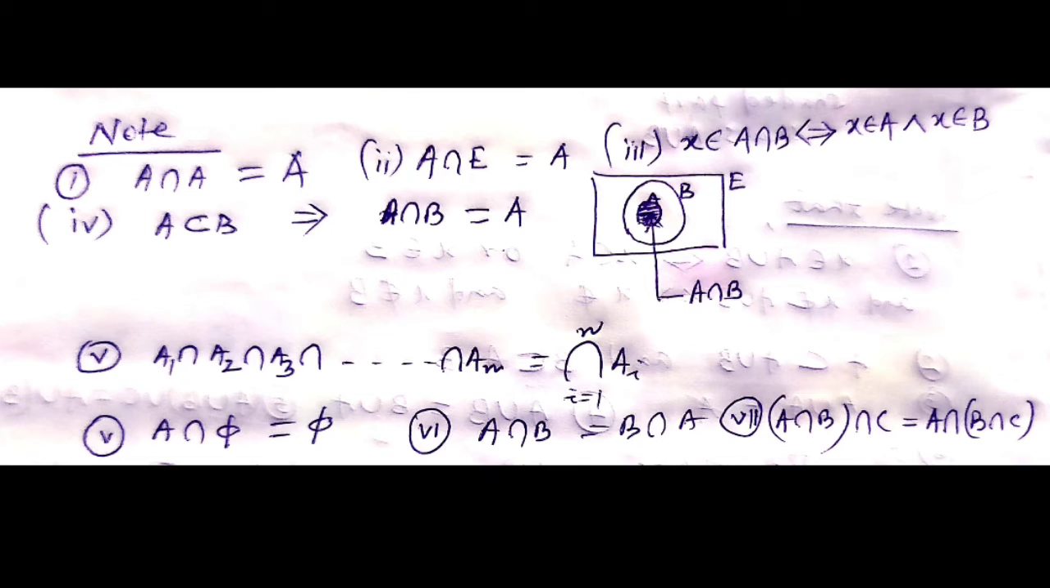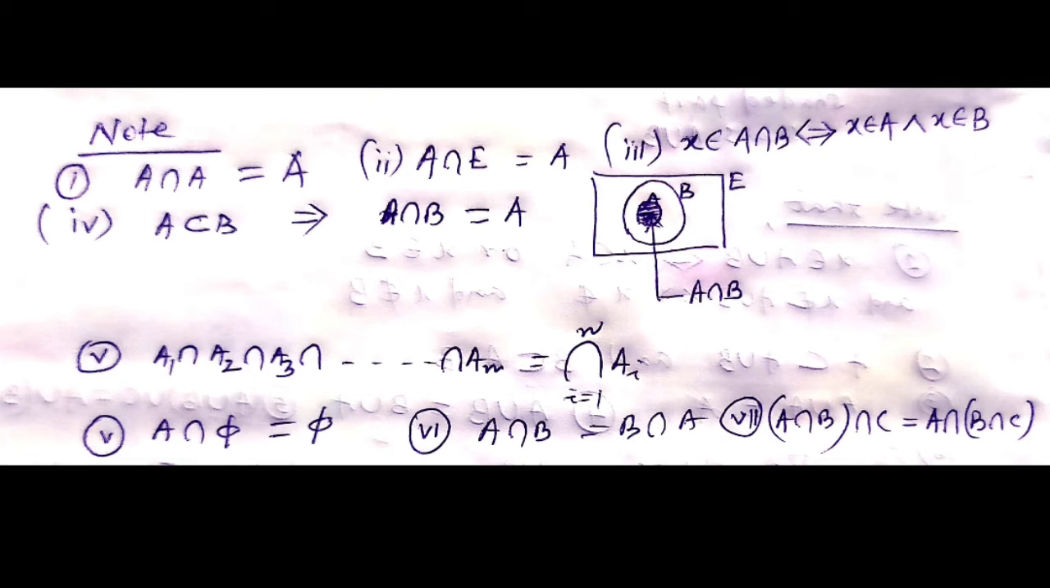It is to be noted that A intersection A is the set A itself. Union of A and universal set, intersection of the set A and A is the set A itself. Intersection of set A and universal set is the set A, and x belongs to A intersection B implies and is implied by x belongs to A and x belongs to B.